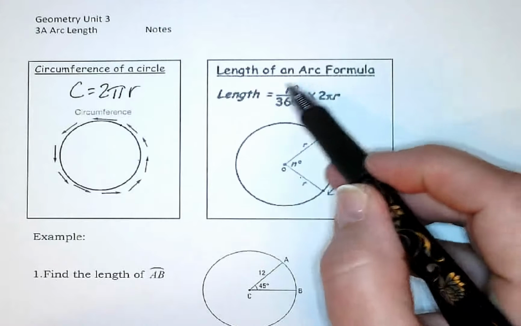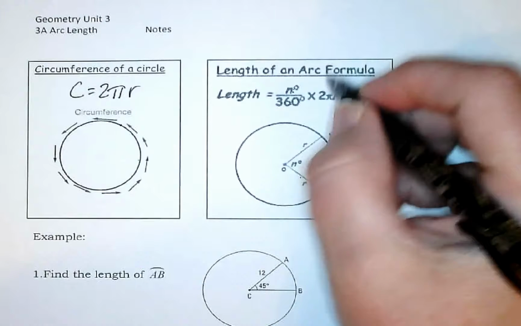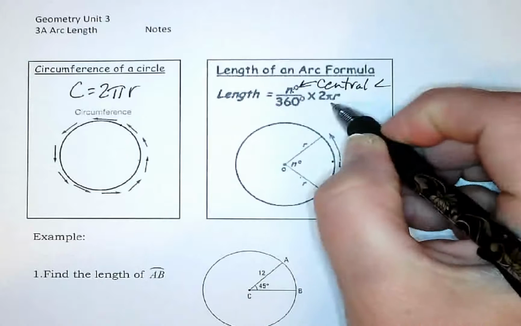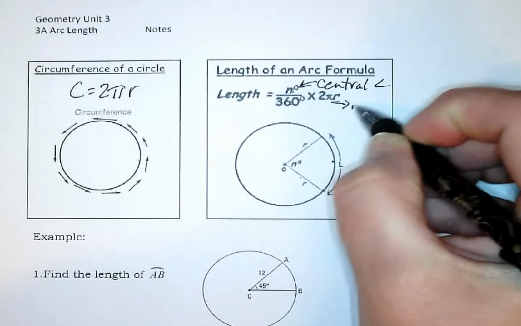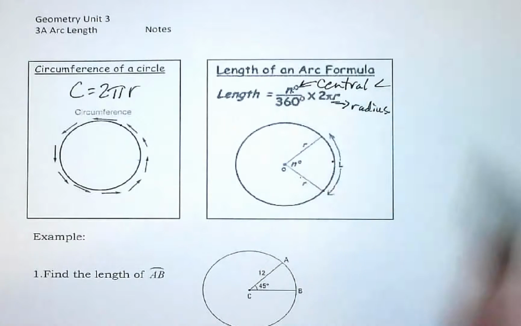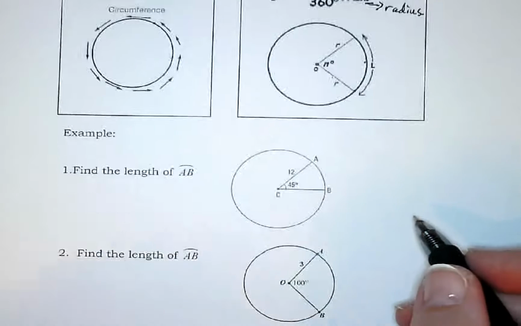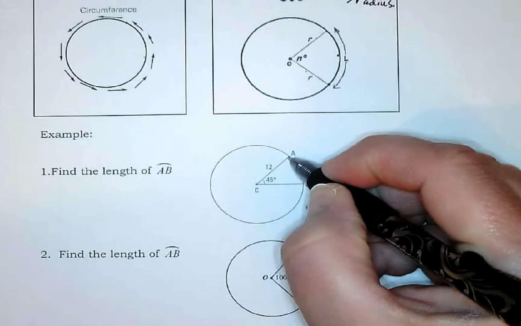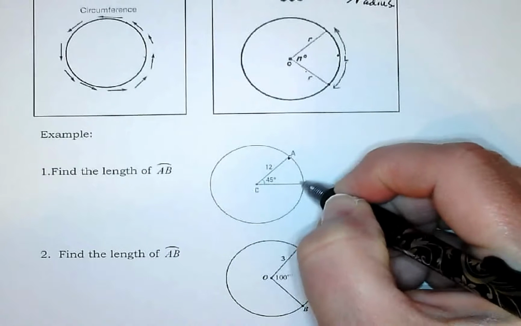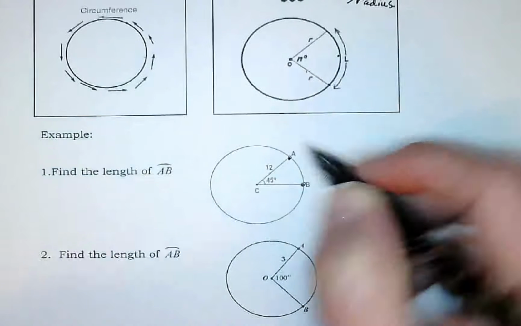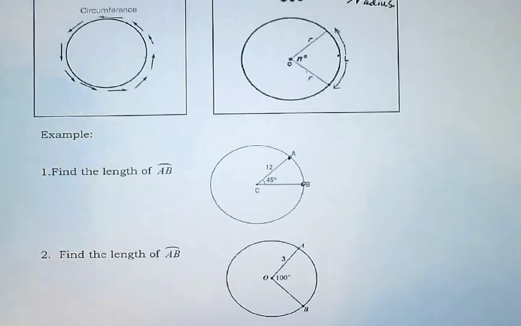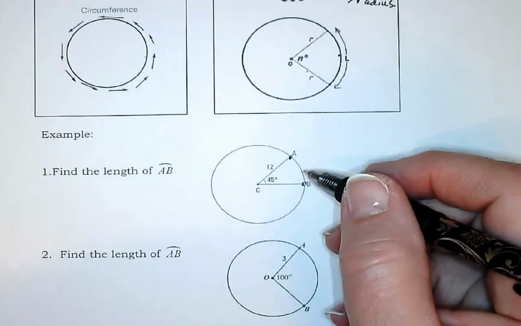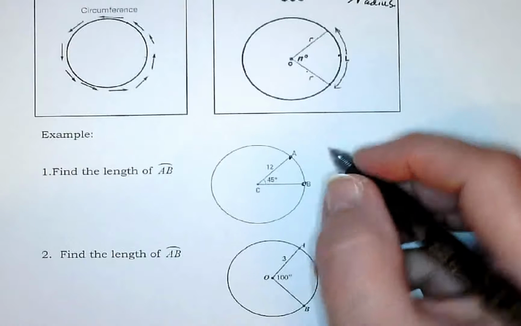Basically in this formula I need two things. I need n, which is the central angle, and I need r, which is the radius. So let's go through an example. So arc length of AB, and basically what they're asking you, if I took a hold of point A and I took a hold of point B and I straightened it out, that would be arc length. Okay, so we're actually looking for a distance, not a degree.